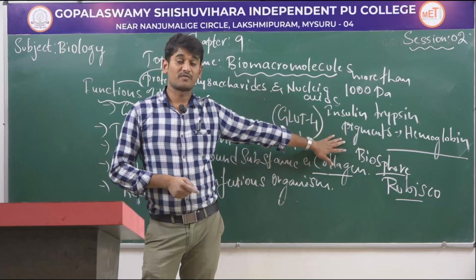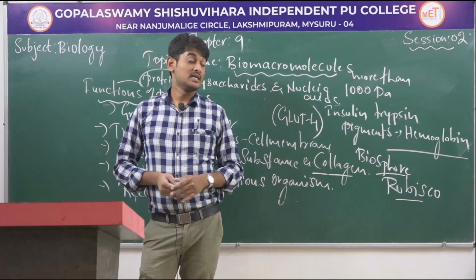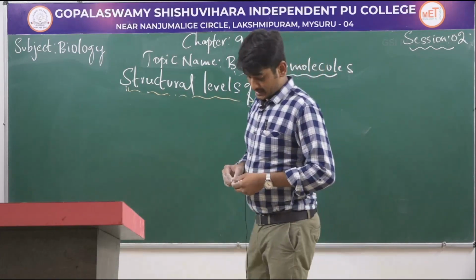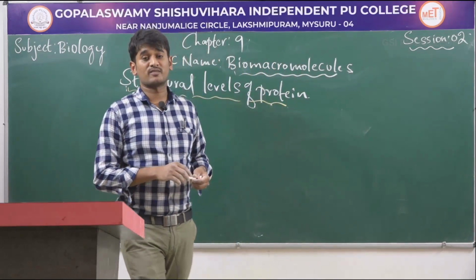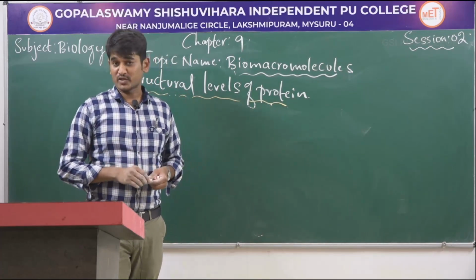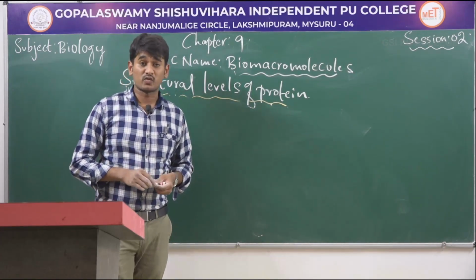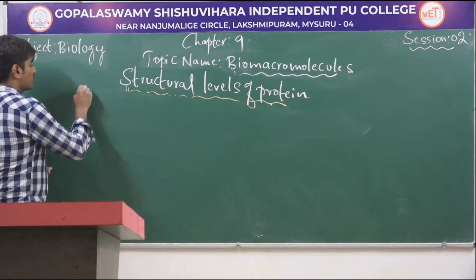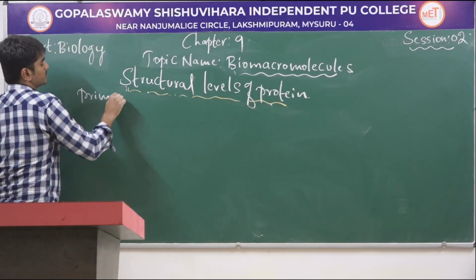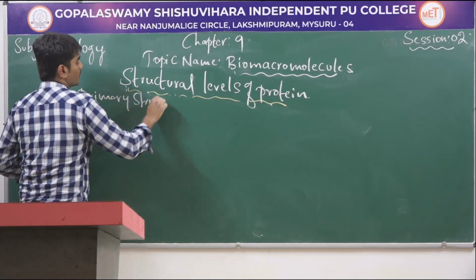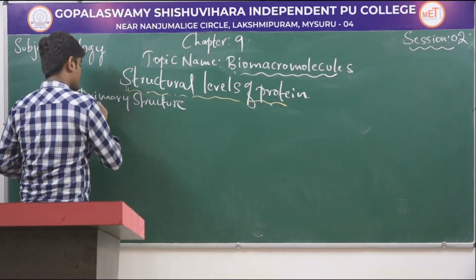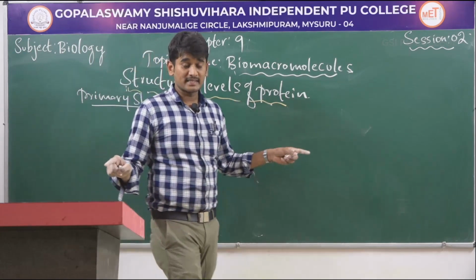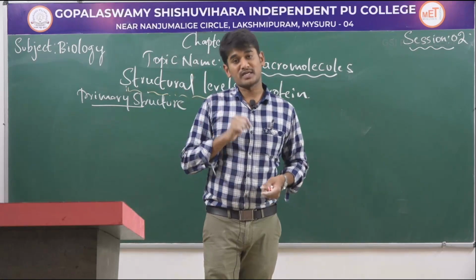And some proteins are pigments. Example, hemoglobin. Yes, the next concept is structural levels of protein. Dear students, in this structural levels of protein, we are going to observe primary structure, secondary structure, tertiary structure, and quaternary structure of protein. The first one is primary structure. The primary structure of protein is described by the sequence of amino acids, which means positional information in a protein.